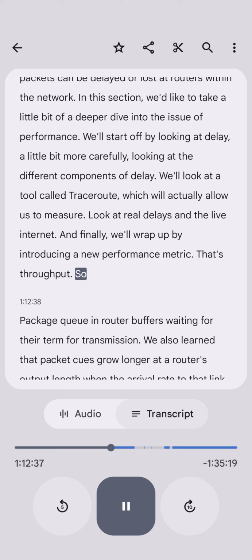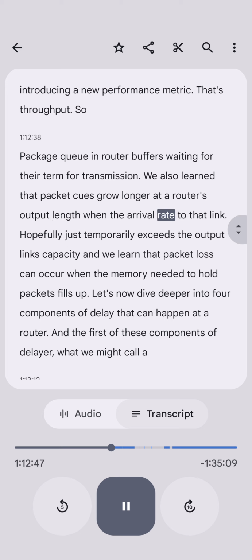Recall that we learned in the last section that packets queue in router buffers, waiting for their turn for transmission. We also learned that packet queues grow longer at a router's output link when the arrival rate to that link, hopefully just temporarily, exceeds the output link's capacity. And we learned that packet loss can occur when the memory needed to hold packets fills up. Let's now dive deeper into 4 components of delay that can happen at a router.